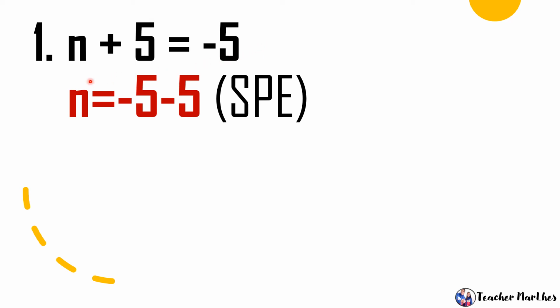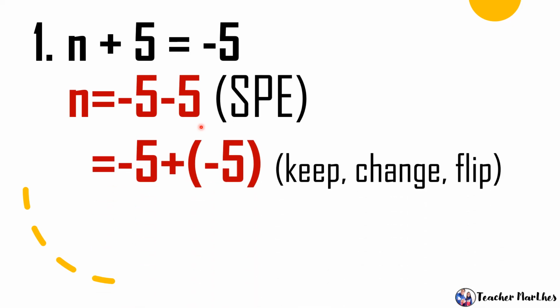So, yung n plus 5 equals negative 5, magiging n equals negative 5 minus 5. So, the answer is negative 5 plus negative 5 because we will use the rule in subtracting integers. We have the keep, change, and flip. So, keep negative 5, change from minus, magiging plus, and then flip, from positive 5, magiging negative 5.